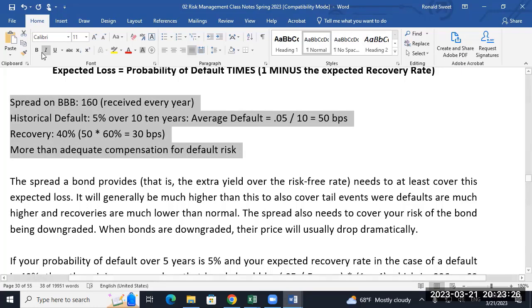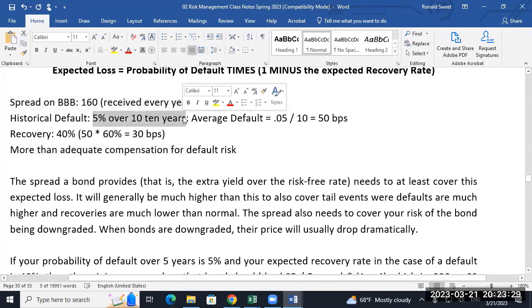So where can we get this data? Well, S&P, Moody's, they provide this information.